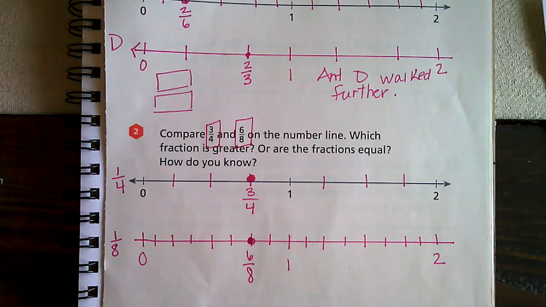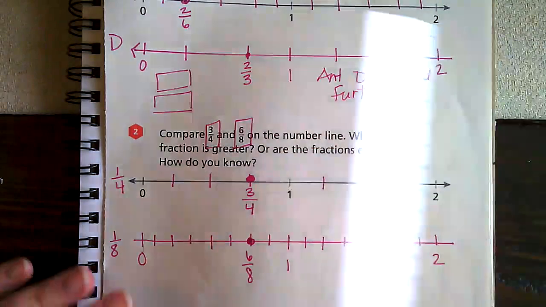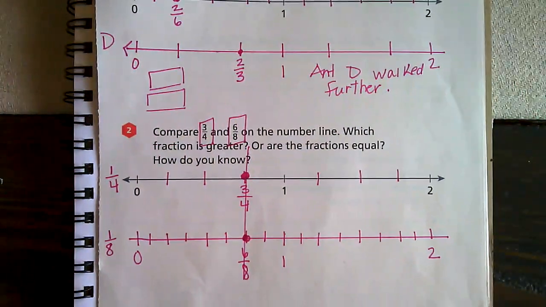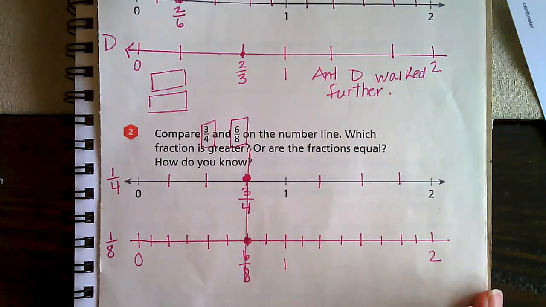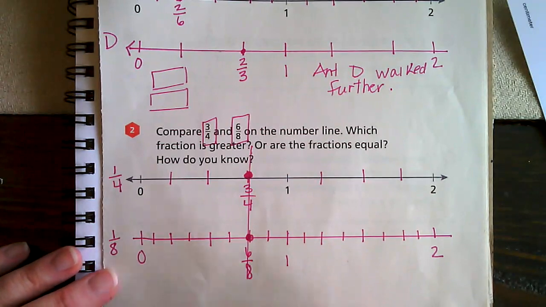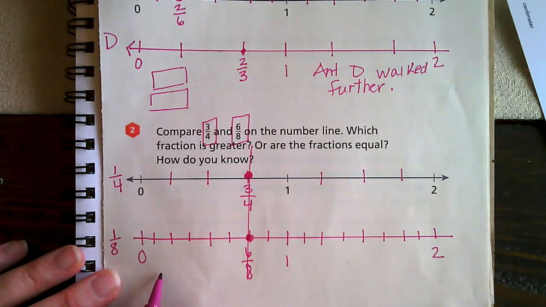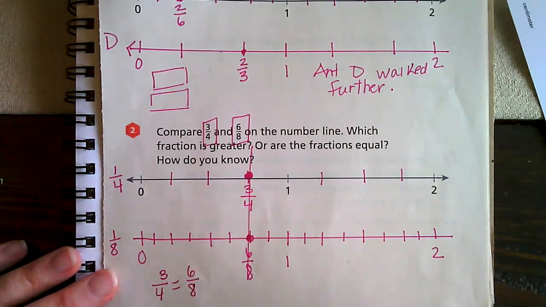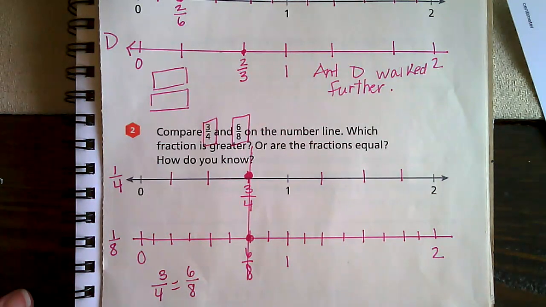What do you think of these two fractions? Is one bigger than the other? Or do they look like they're at the same point? 3/4 and 6/8 are equal. They are equivalent fractions. 3/4 equals 6/8. They're equivalent fractions.